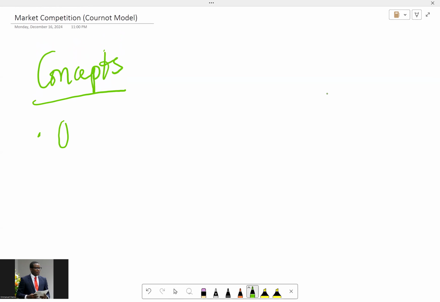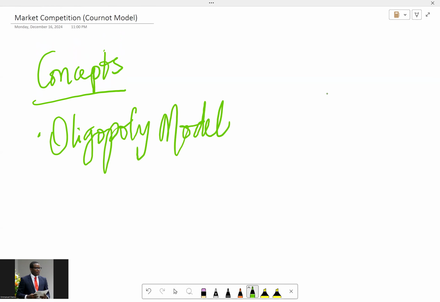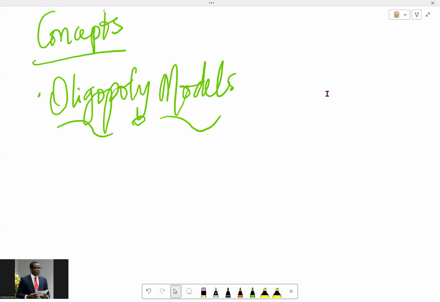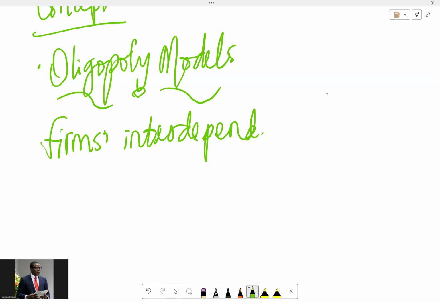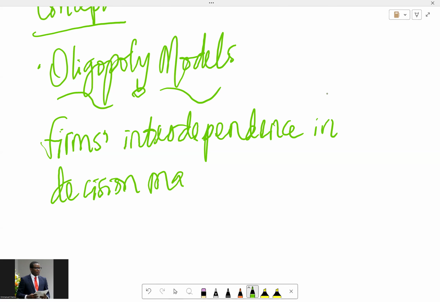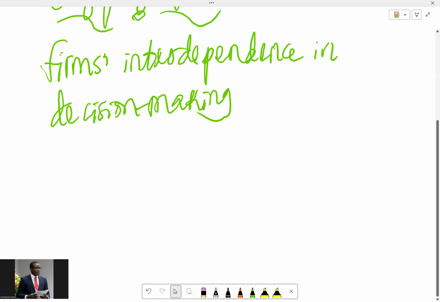First of all, let's look at oligopoly models. So here, in an oligopoly model, you have interdependence, firms' interdependence in decision making. Okay, so firms depend on themselves to make decisions in an oligopoly.